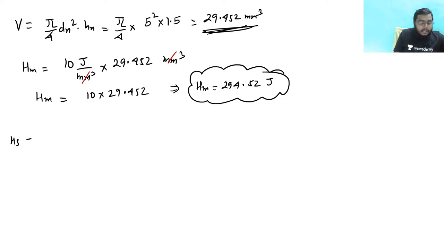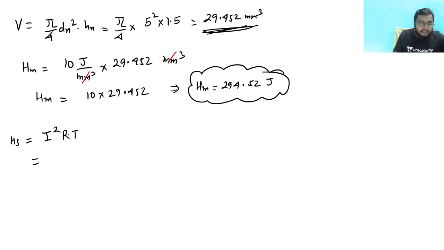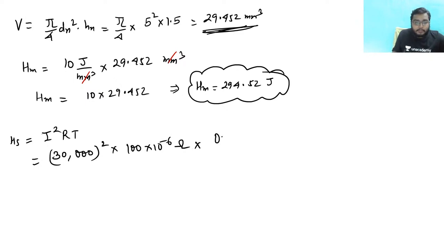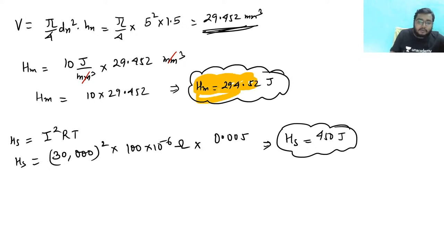Now see how you can calculate the HS. That is I square RT. Now see, what is the current? Current is 30,000. Time is 0.005. R is 100 × 10⁻⁶. Put these things here. So 30,000 I square, contact resistance R is given as 100 micro-ohm, time is given as 0.005. So when you calculate from here you will get the HS value as 450 joules. Now you have got the HM value 294.52 joules and the HS value 450 joules.